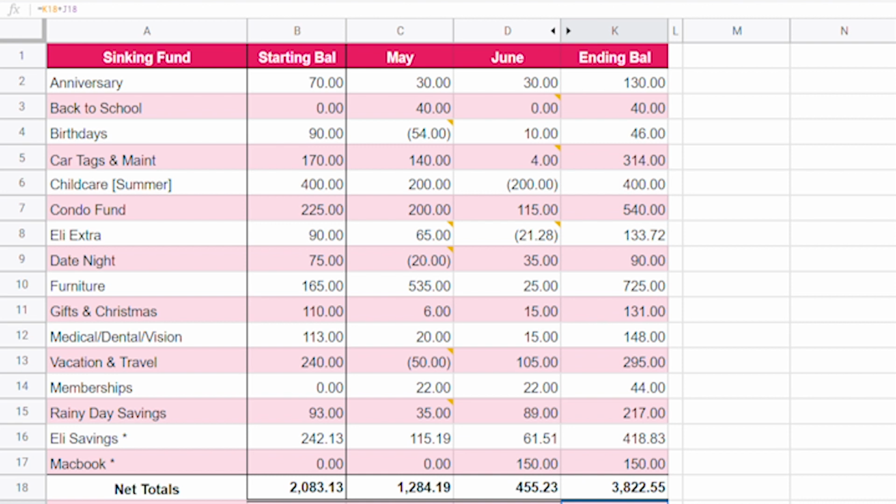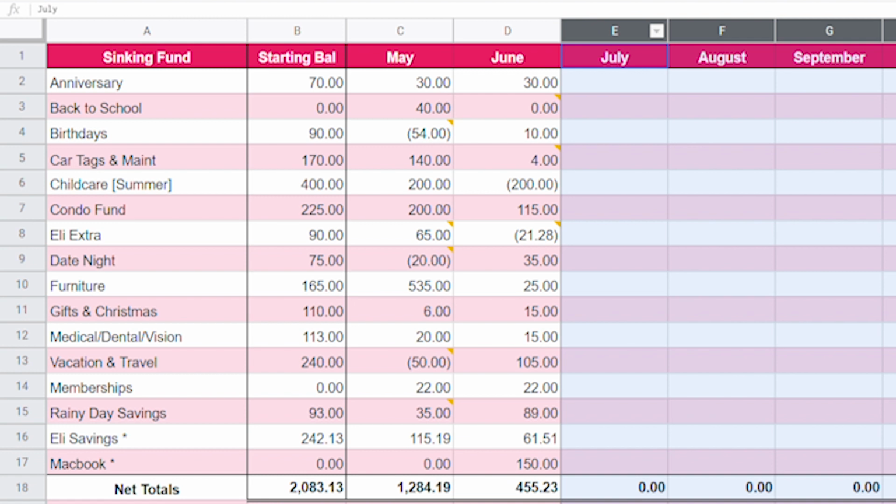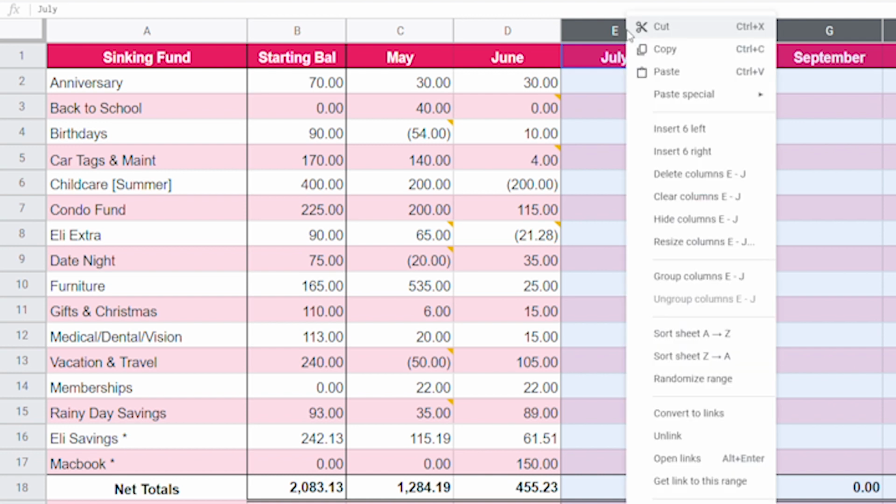Now I do have some hidden cells here, and that's just the other months, July through December, but you can see nothing's happening because we haven't hit those yet. So I just like to hide those as I'm going. So that is my sinking fund spreadsheet.